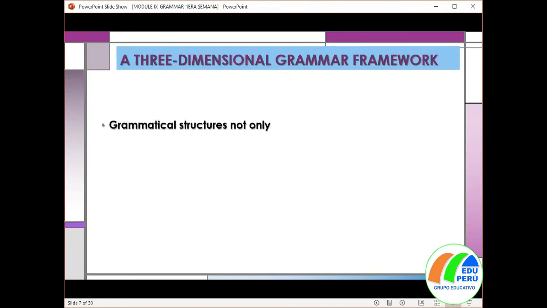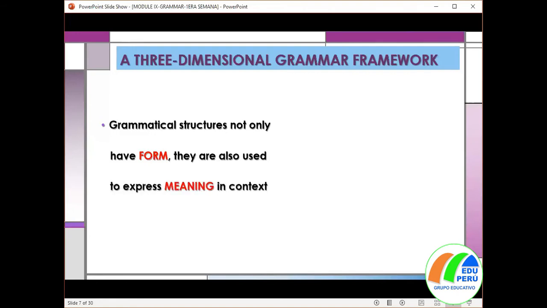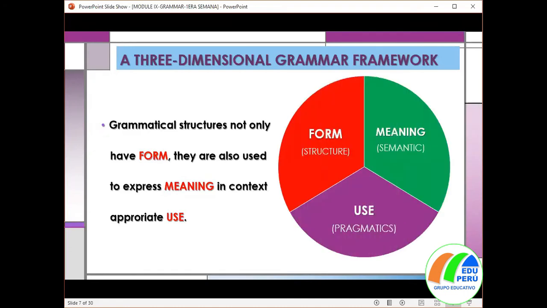So grammatical structures not only have form, notice this is one of the aspects, the form. They are also used to express meaning. This is the second: form, meaning in context, and appropriate use. So we have these three aspects of any grammatical structure. We analyze the form, the meaning, and the use.